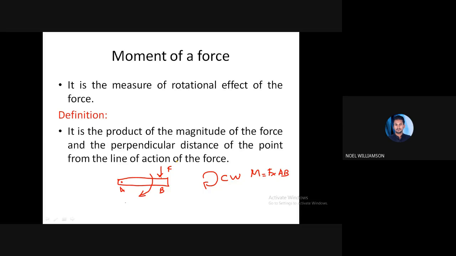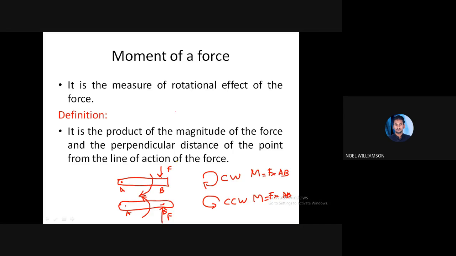And if the same body, A and B, has the force in the opposite direction, then it will have a tendency to rotate in this particular direction, that is counterclockwise sense. Here also the moment is M equal to the force into the perpendicular distance AB. So this is the moment of a force.